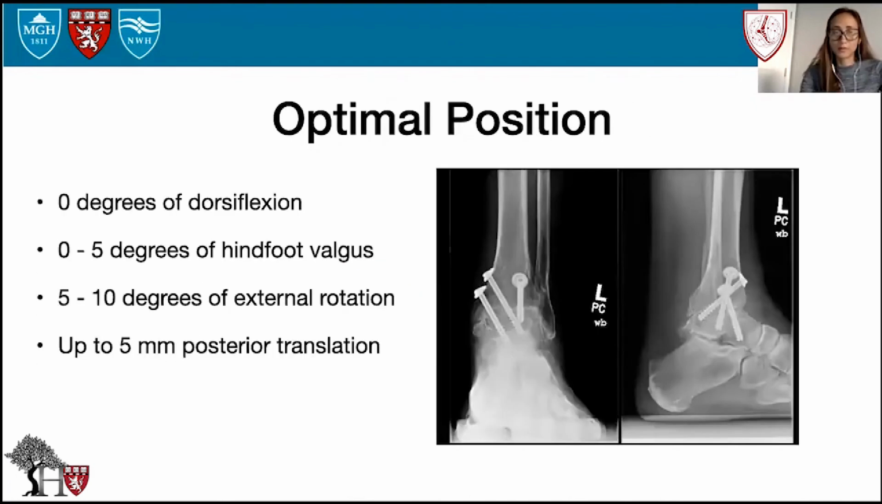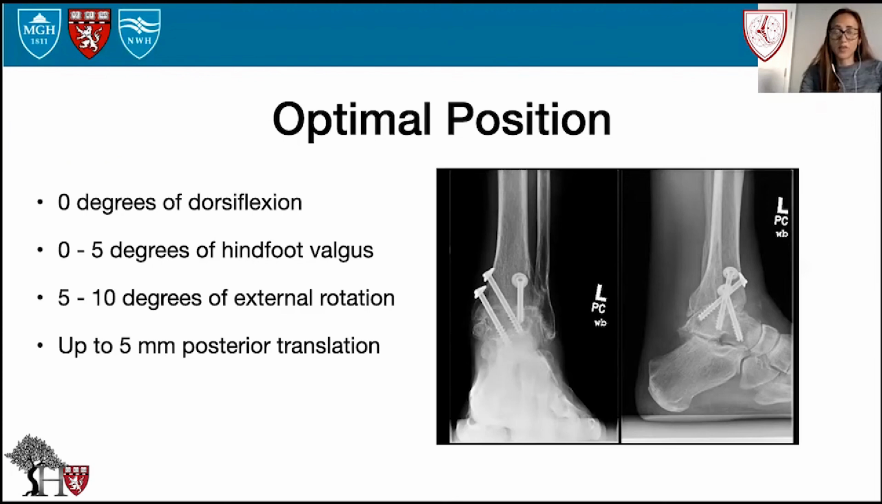The optimal position for a tibiotalar arthrodesis is 0 degrees of dorsiflexion, up to 5 degrees of hindfoot valgus. And in terms of external rotation, we can tolerate up to 10 degrees, also always keeping in mind that the transverse plane should be in line with the normal malleolar axis, and also try to evaluate the contralateral limb. This is going to be very helpful when you are going to obtain the optimal position of the arthrodesis.